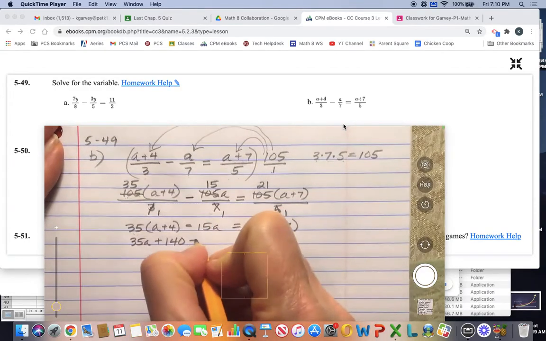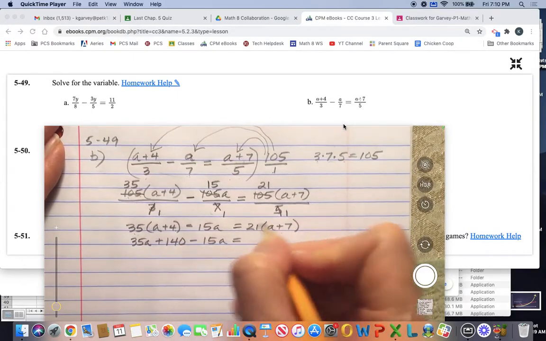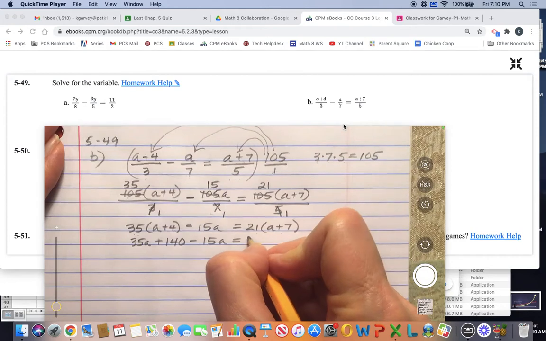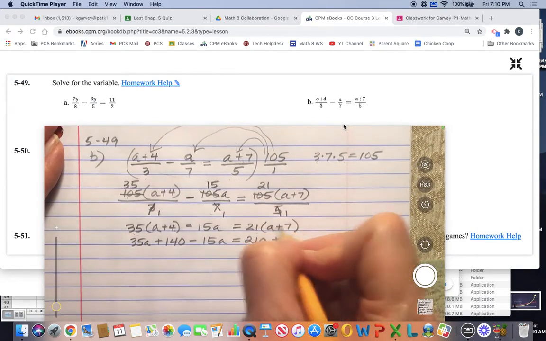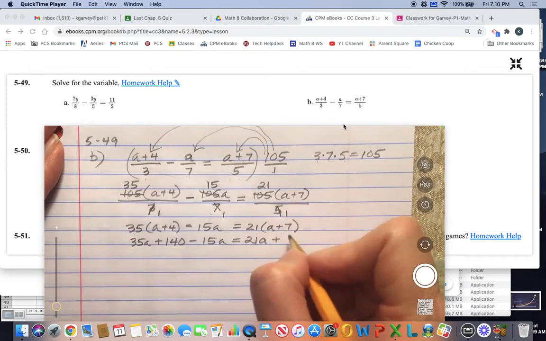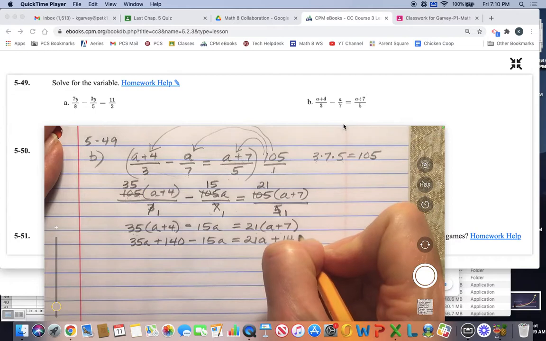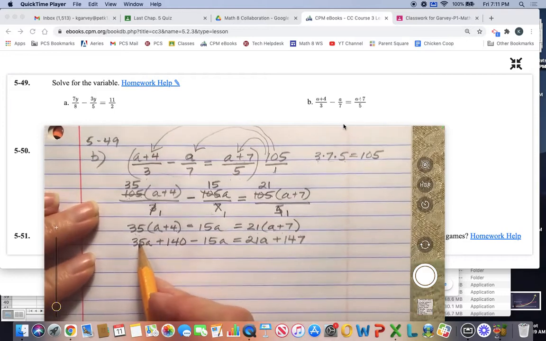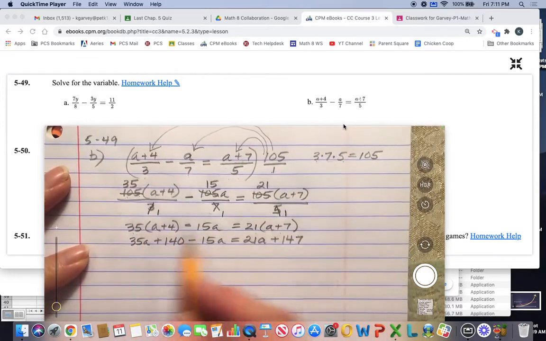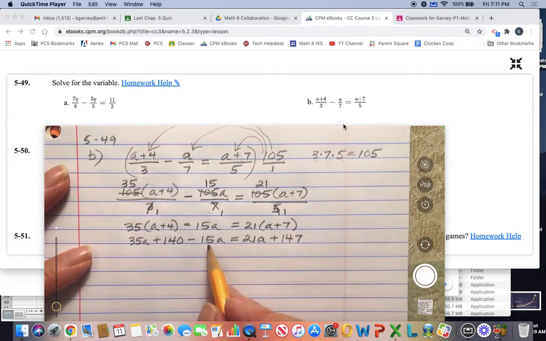All right, minus 15A, that just stays the same. Okay, 21 times A is 21A, plus 7 times 21, that's going to be 20 times 7 is 140, and then 1 times 7, 147. There. Okay, so now we have resolved the parentheses, and we can go ahead and just simplify this.